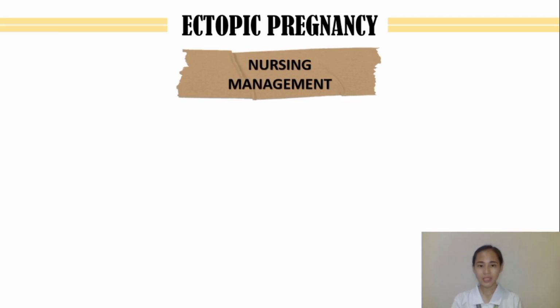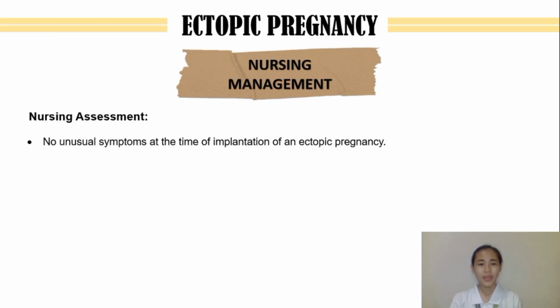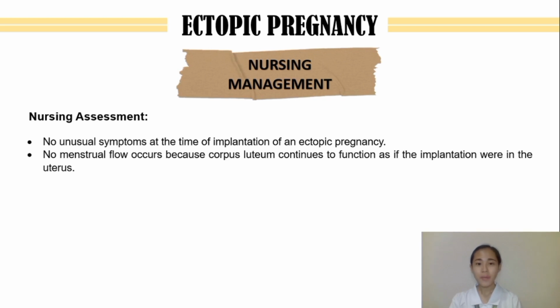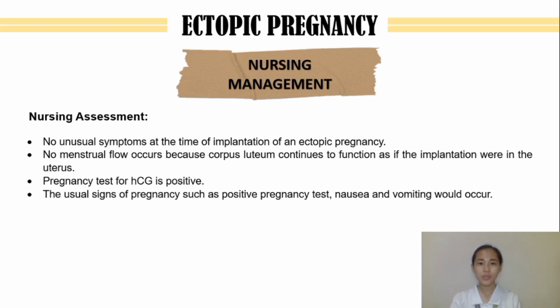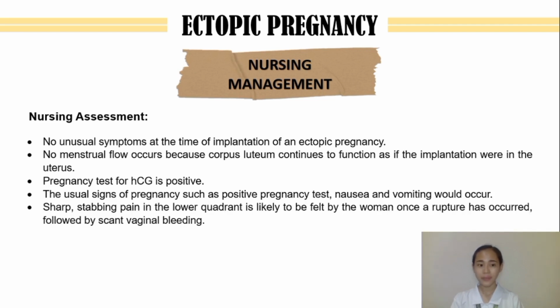The nursing management of an ectopic pregnancy. Assessment. There will be no unusual symptoms at the time of implantation of an ectopic pregnancy. No menstrual flow occurs because the corpus luteum continues to function as if the implantation were in the uterus. Pregnancy test for HCG is positive. The usual signs of pregnancy, such as nausea and vomiting, will occur.